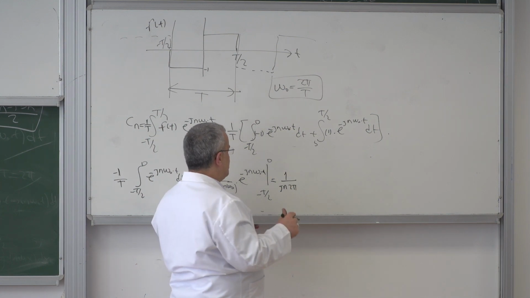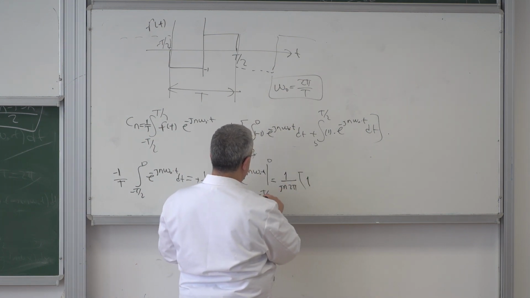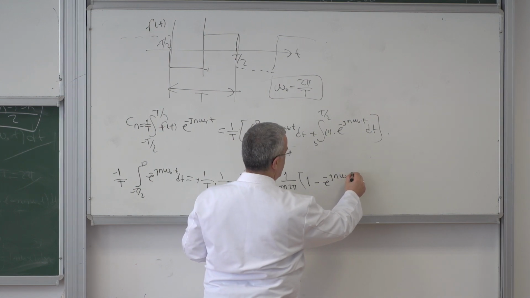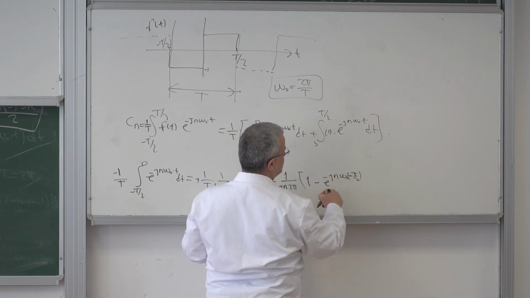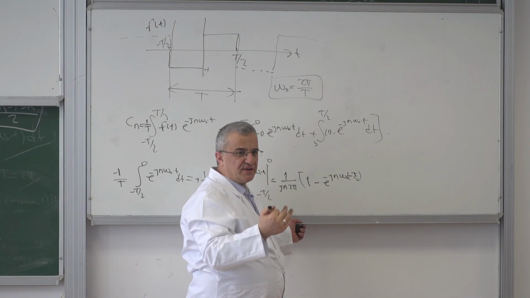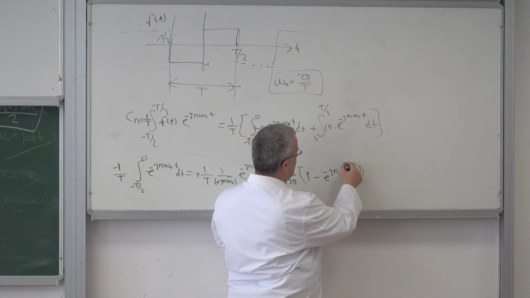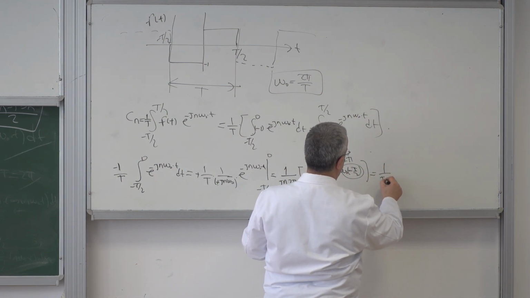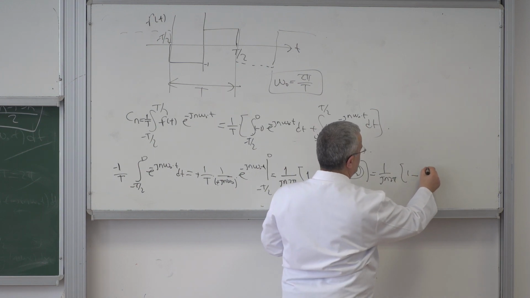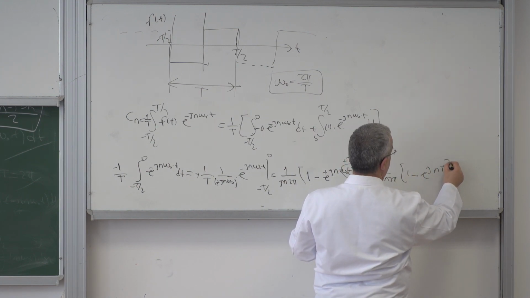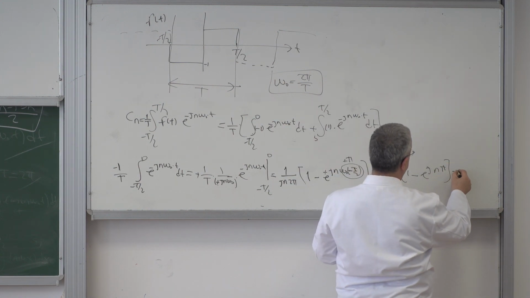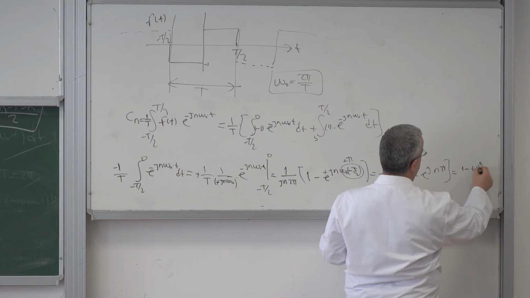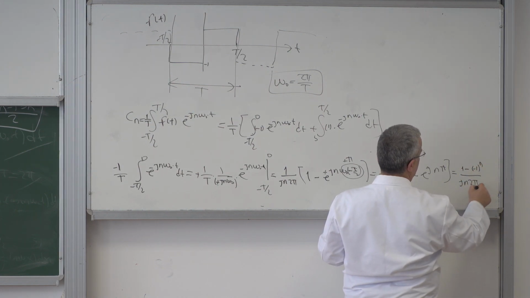Anyway, no problem. So in the upper limit, this is 1. In the lower limit, this is minus e to the minus j n omega 0 times minus t over 2. Were you talking about this minus? It doesn't matter. Yeah, that minus doesn't affect the result. So this is equal to minus pi, and this becomes plus pi. So it is equal to 1 over j n 2 pi times 1 minus e to the j n pi. So this is 1 minus minus 1 to the n divided by j n 2 pi.